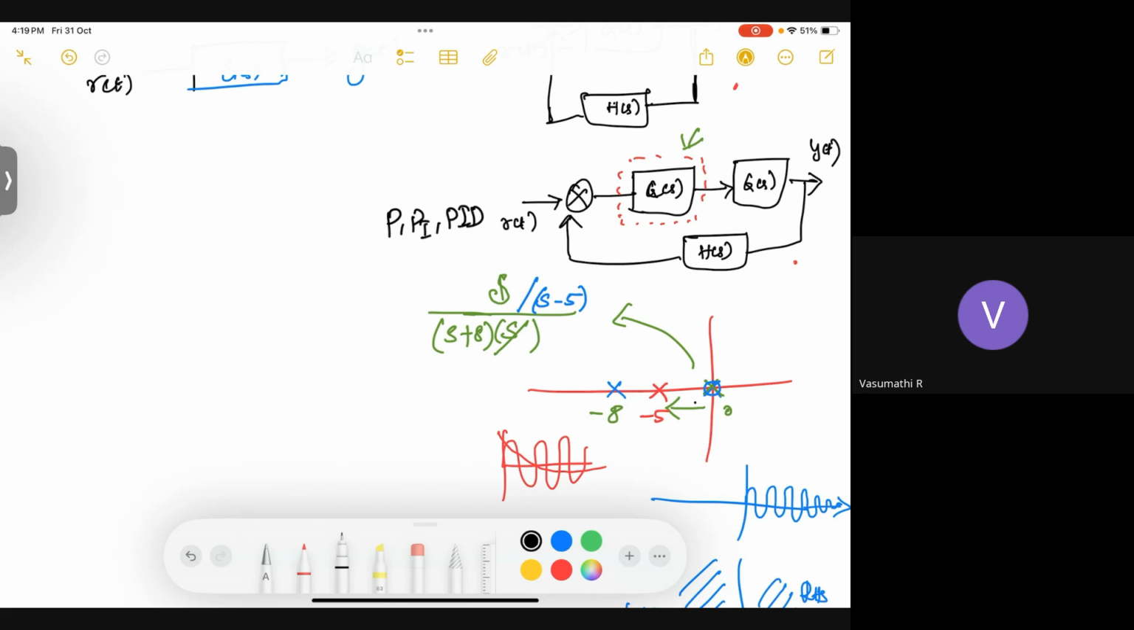Whether we want to place a pole or a zero, and what effects this will include in the system, that's what we saw in the week 5 lectures, right? So we are going to see the same concept now in terms of problems.